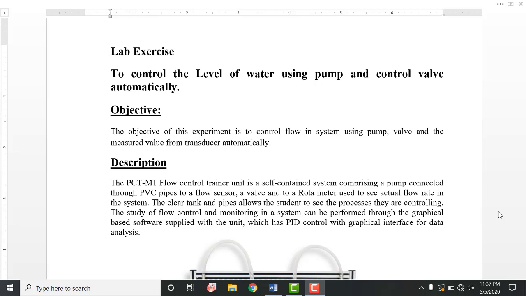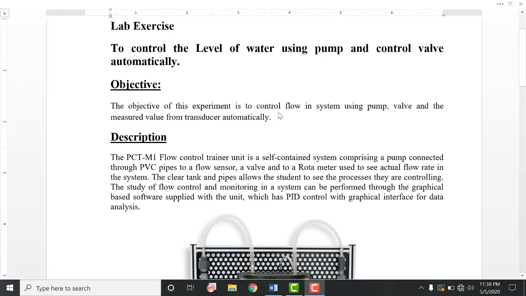And today we will discuss the control of the level of water using a pump, and controlling the level automatically using a PID controller. We have already discussed the PID controller in our previous lectures, but we will study it a little deeper in this video lecture. So let's start with a brief introduction and then we will go to the simulation.